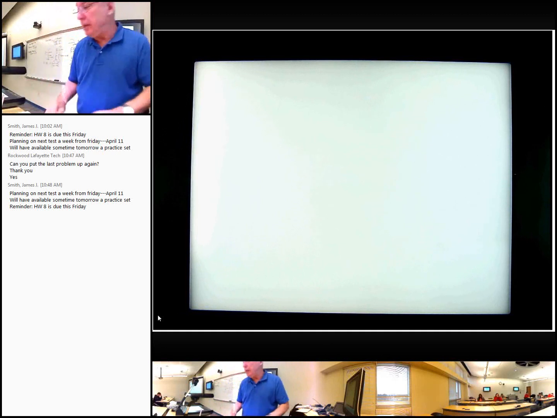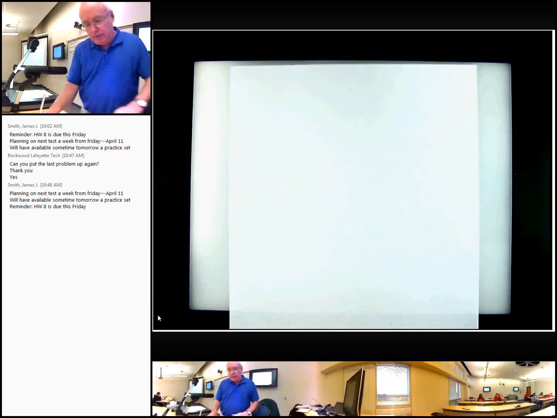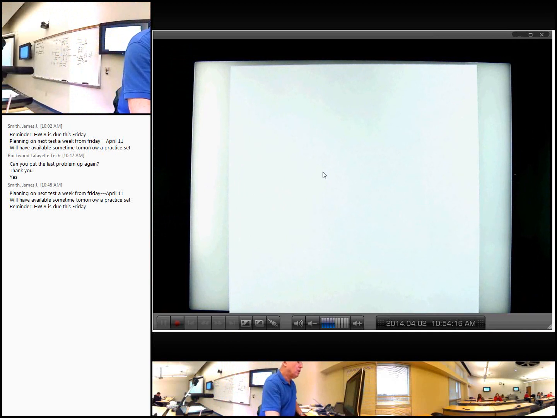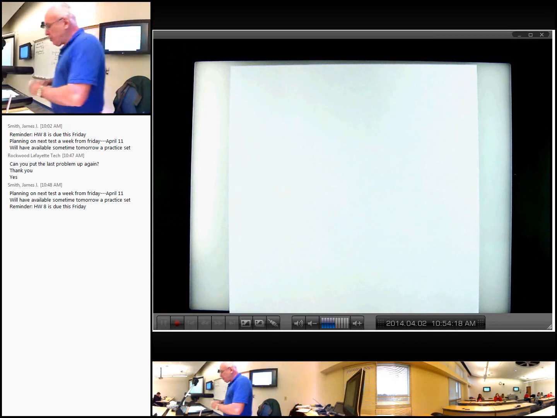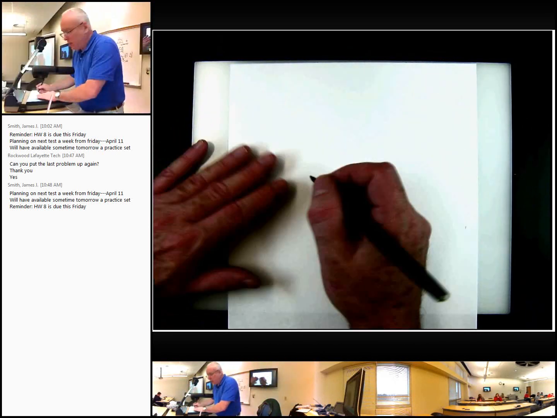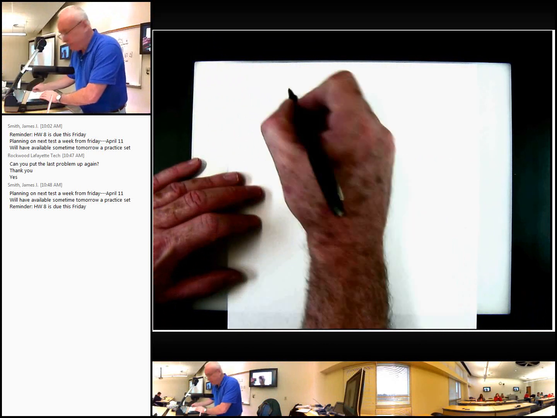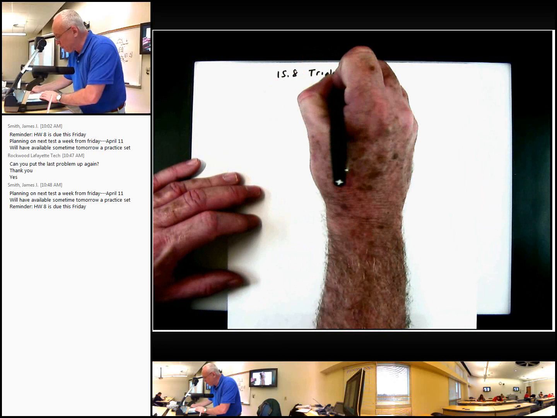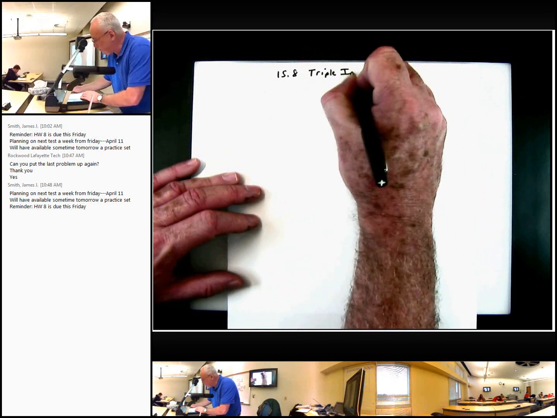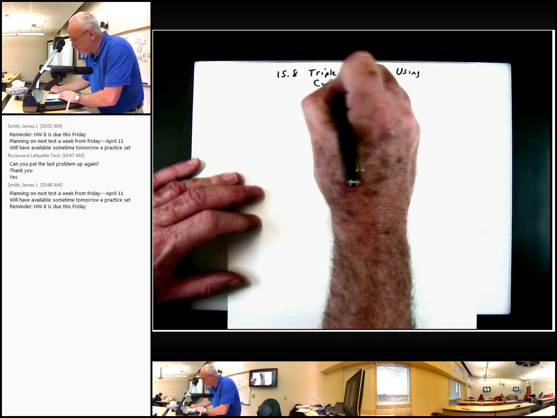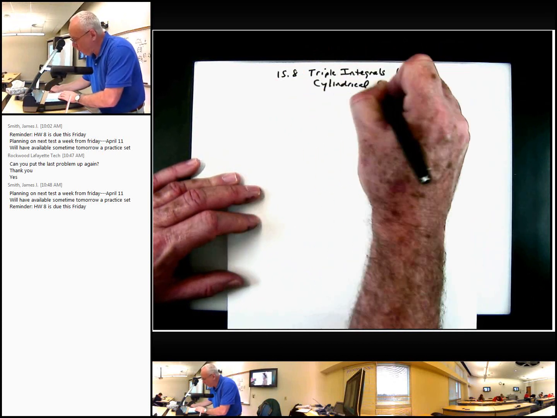All right. Okay. Let's go on to the next section here, which still involves the triple integral, except we are going to be going to a different coordinate system because it'll make life easier for ourselves because of the kind of problem we have. So this is section 15.8, and this is triple integrals using cylindrical coordinates.